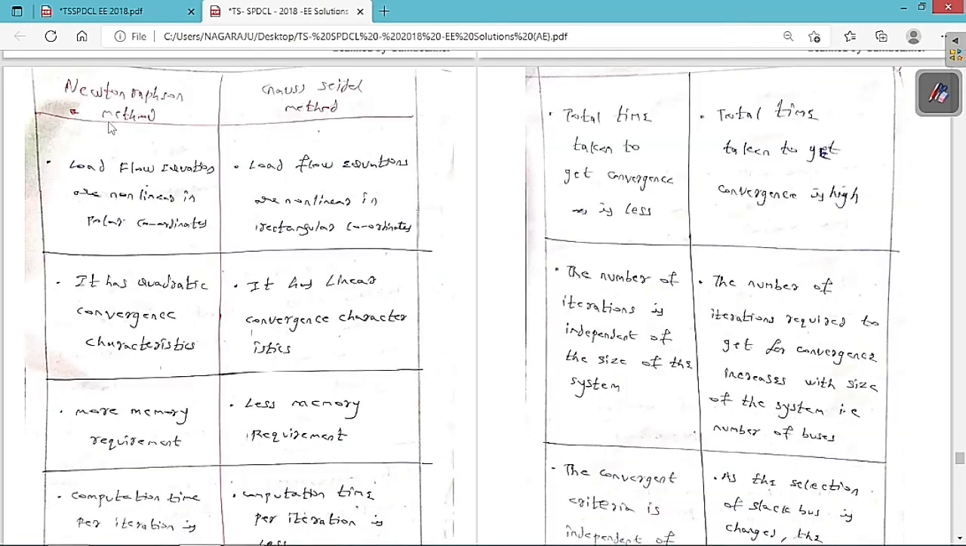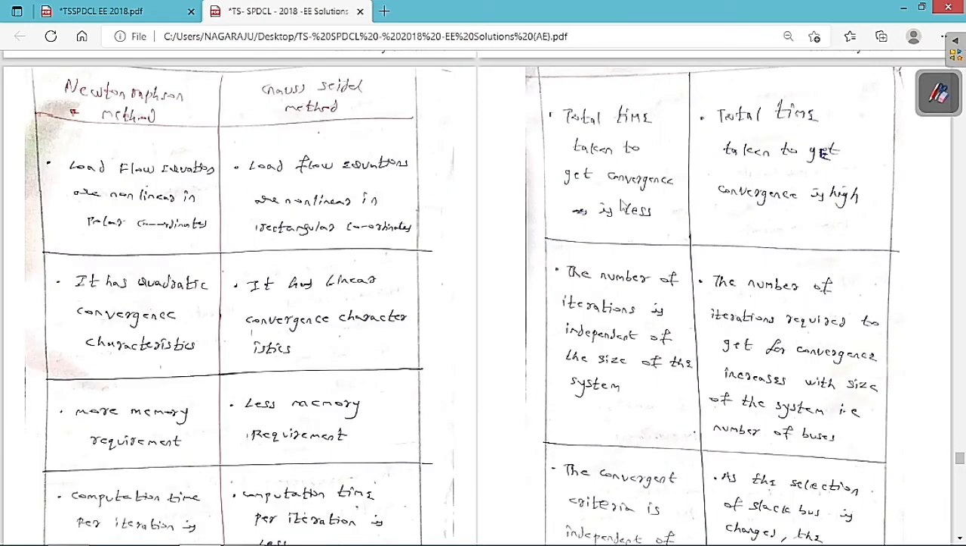So let me give you some more important analysis between the Newton-Raphson method and the Gauss-Seidel method. In this, the load flow equations are nonlinear in polar coordinates. The Newton-Raphson method has quadratic convergence characteristics, more memory requirement, and the computation time per iteration is very high, and it requires a small number of iterations to reach convergence.